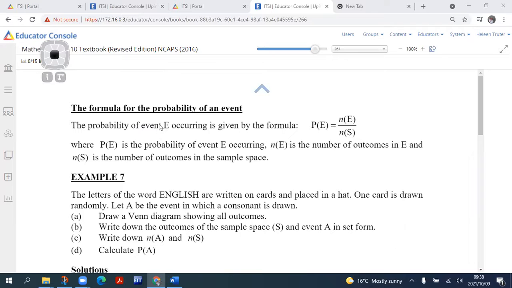So the probability of an event E occurring is given by the formula P of E equals the N of E divided by the N of S.